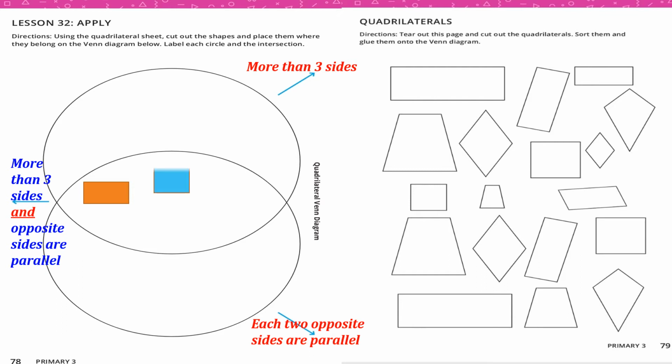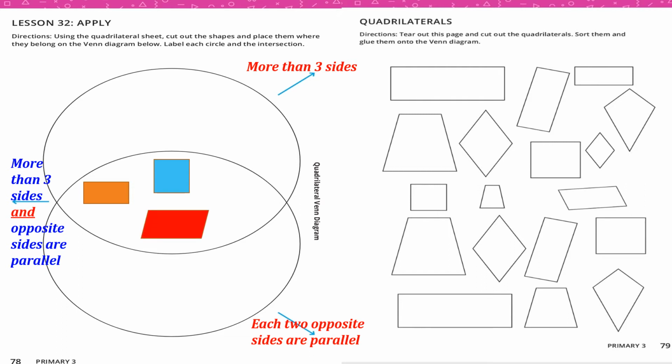The second shape is square. Yes, square is more than three sides. Okay, where should I put it? Does it follow each two opposite sides are parallel? Yes. In square, we have each two opposite sides are parallel. So it follows the two circles, it follows the two features. So I will put it in the intersection area.